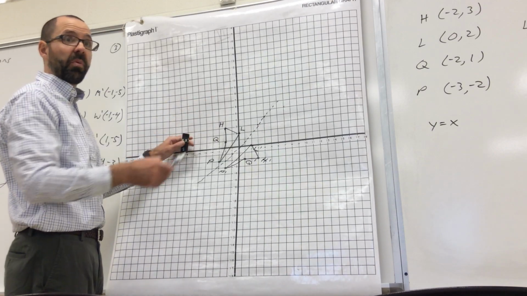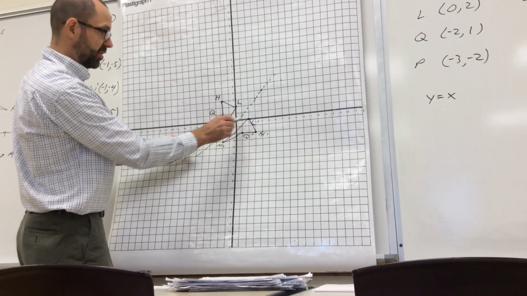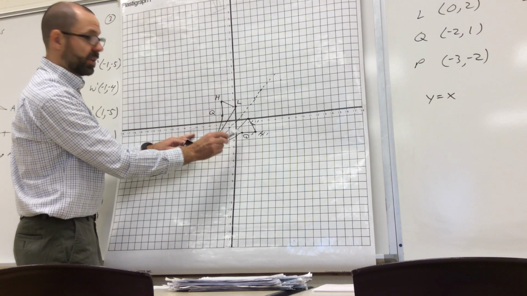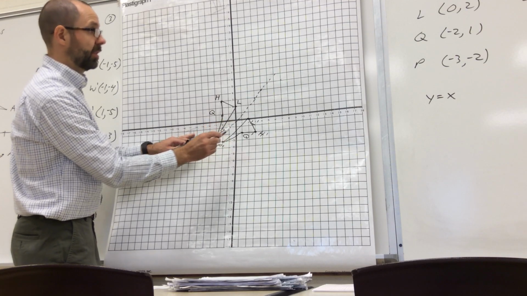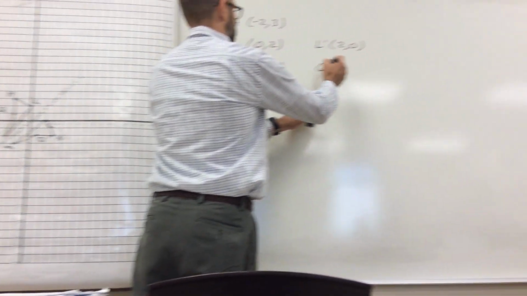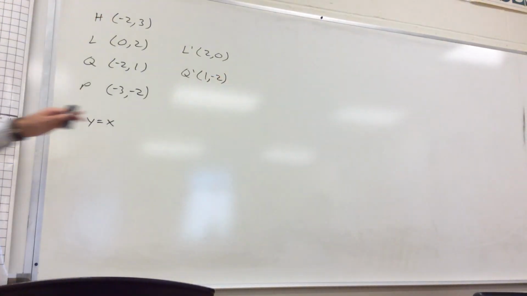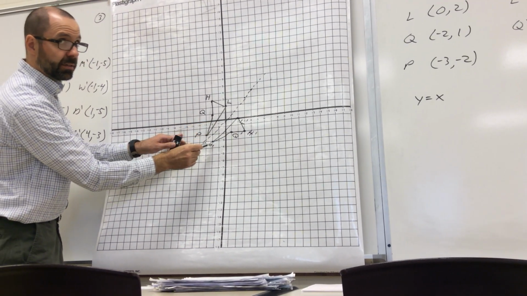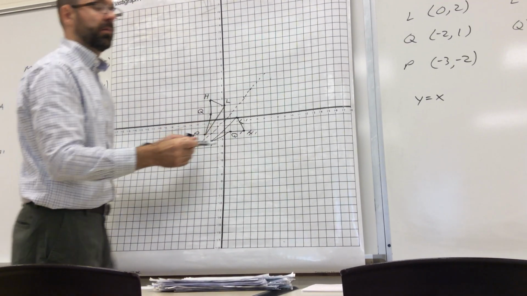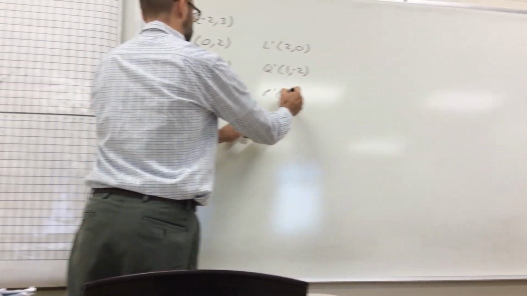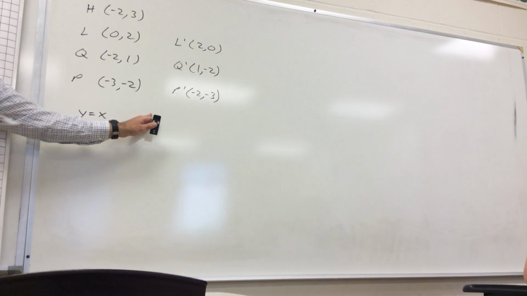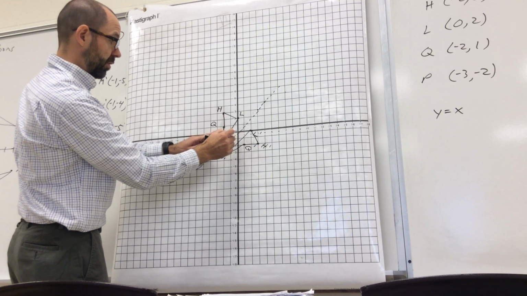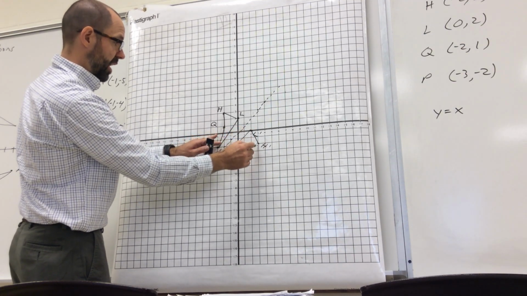Okay, so now let's write down the points. So L prime was 2, 0, because it was 2 over. Q prime is over 1, down 2. So it's 1, negative 2. P prime is back 2, down 3. And then H prime is over 3, down 2.